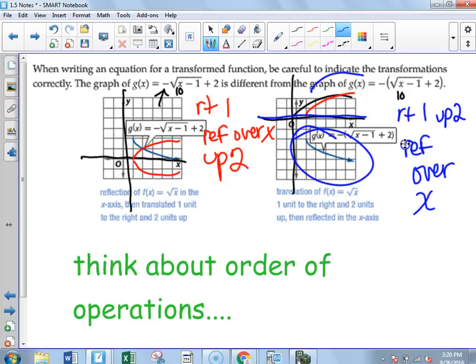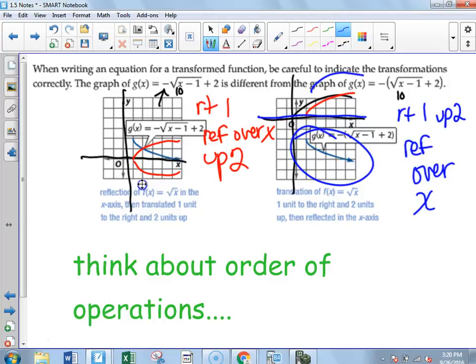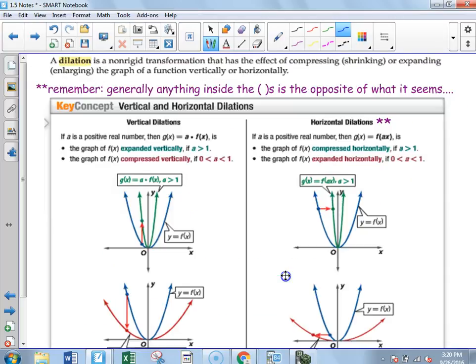I just follow the order of operations. It does make a difference, though. Do you see that those are 2 different graphs, guys? This one is up in the first quadrant. This one is down in the fourth. Okay, so it does make a difference.